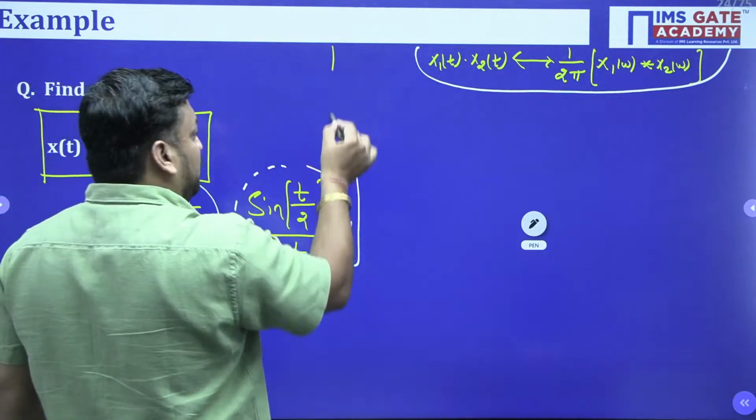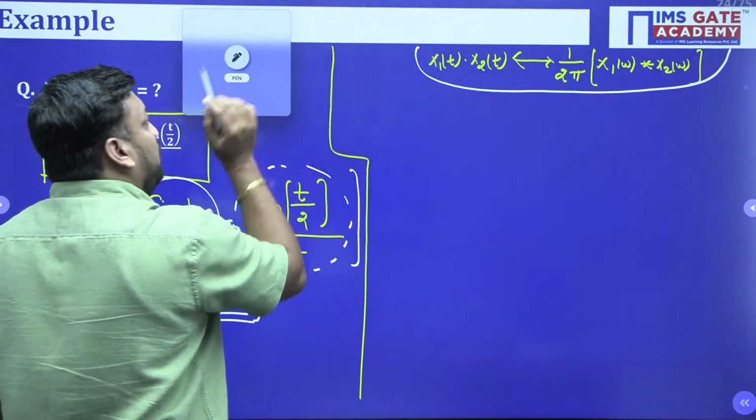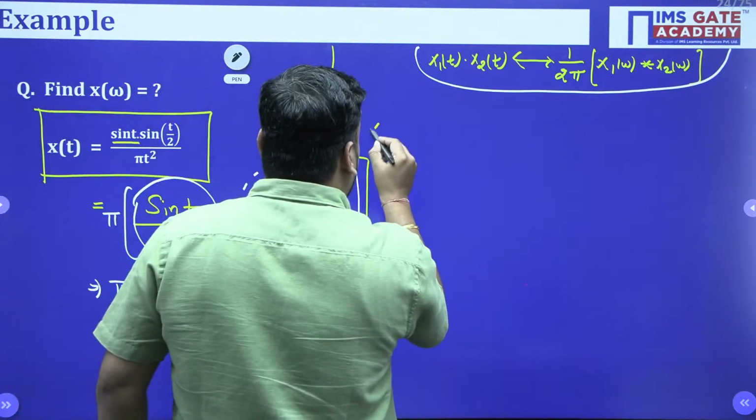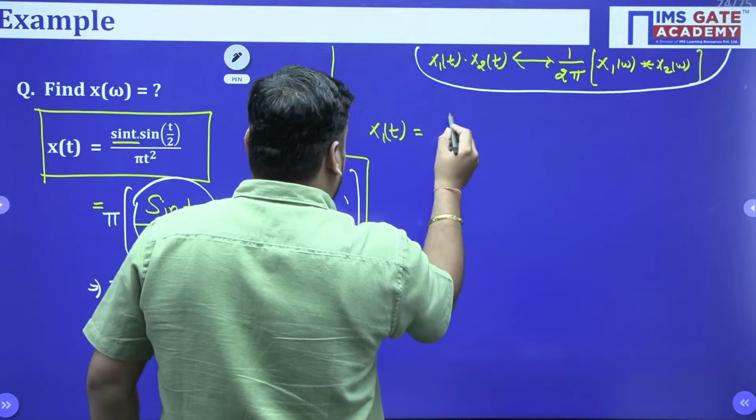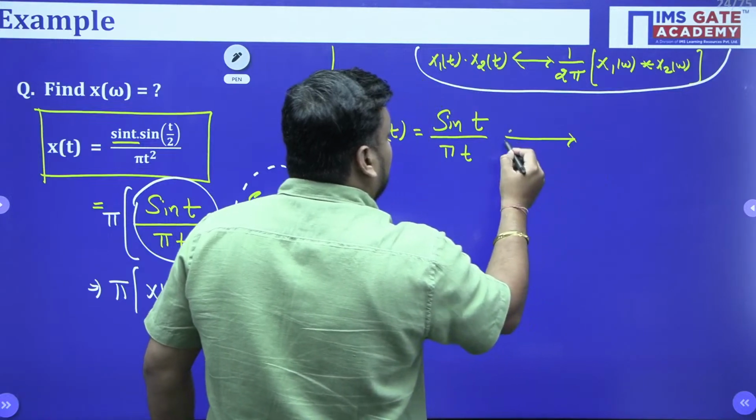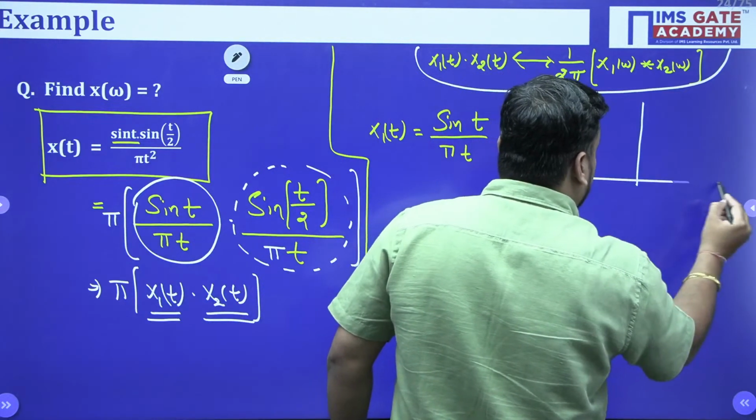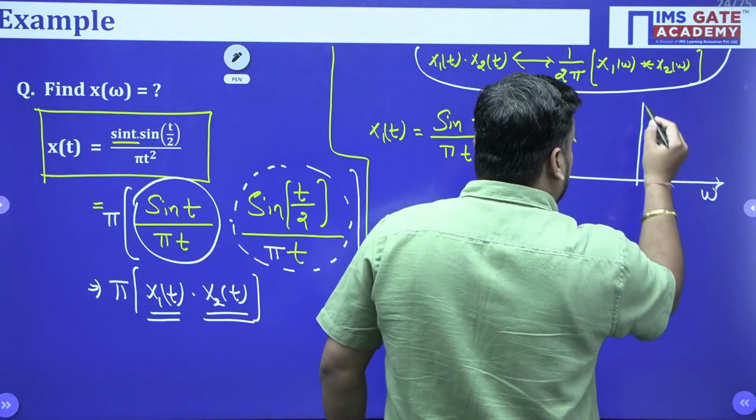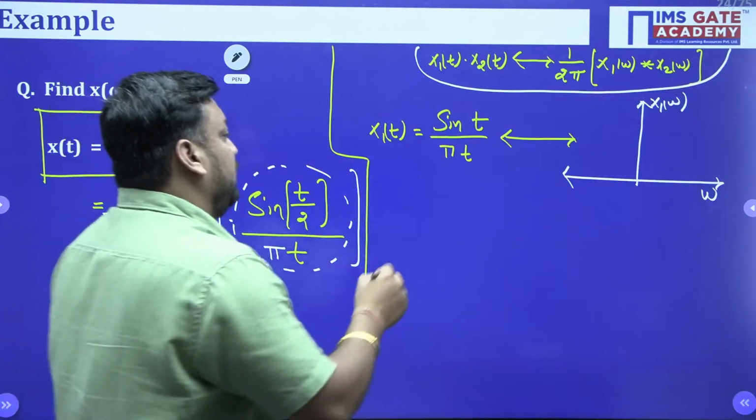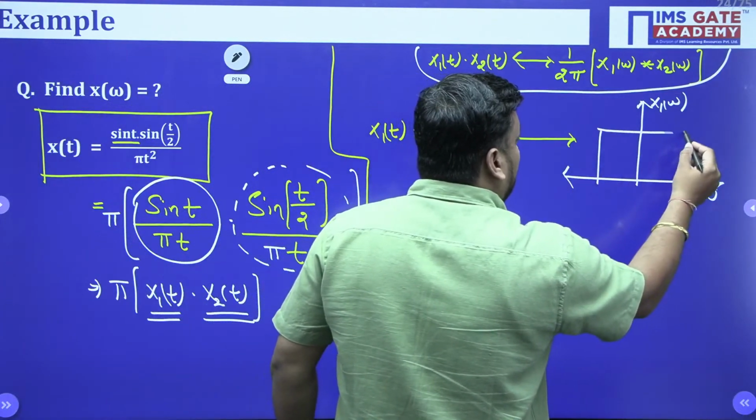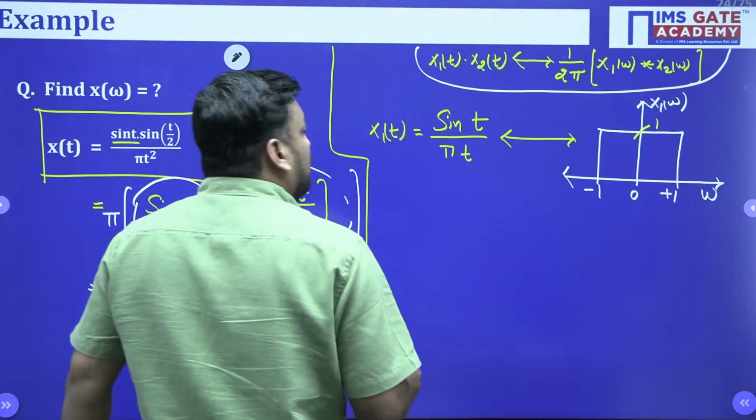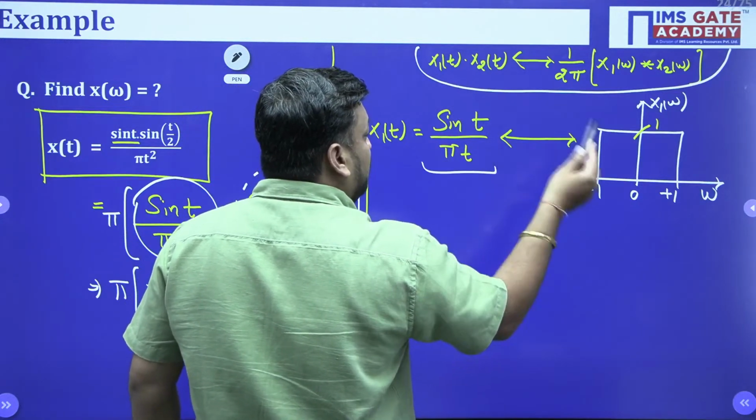But now what is your first objective? You have to find the Fourier transforms of x1(t) and x2(t). I have assumed x1(t) as sin t upon pi t. So what is x1(omega)? I am drawing the curve for x1(omega). For sin t upon pi t, don't you think the value is 1? Because of the value 1, it spans from minus 1 to plus 1 and the magnitude is 1. So this is x1(t), and it gives me x1(omega).